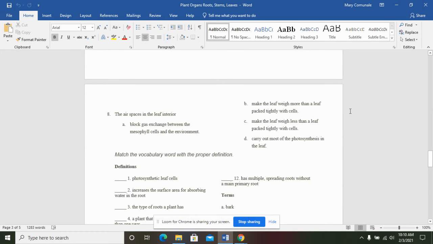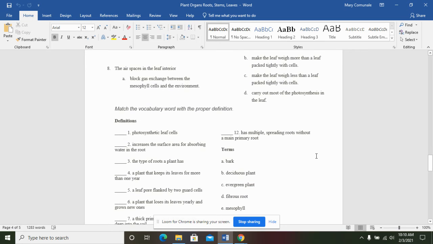Number 8, the air spaces in the leaf interior. So we're probably talking about leaves that are more aquatic-like. So we know we're going to make them float, and if something is going to float, then it probably has to be relatively lightweight and really good at dispersing its body weight if it's not. So we're going to go with C, make the leaf weigh less than a leaf packed tightly with cells.